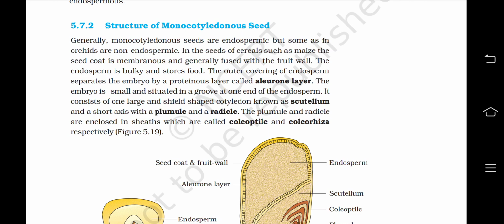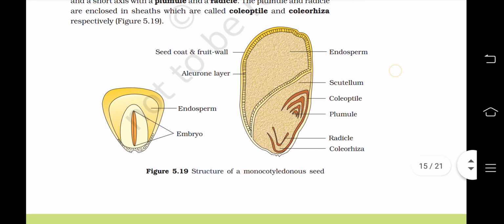It consists of one large and shield-shaped cotyledon known as scutellum, and a short axis with a plumule and a radicle. The plumule and radicle are enclosed in sheaths which are called coleoptile and coleorhiza respectively. Figure 5.19, the structure of a monocotyledonous seed. There is an endosperm and embryo labeled in the seed. And the other diagram, the cross-sectional diagram, shows the endosperm, seed coat and fruit wall, aleurone layer, scutellum, coleoptile, plumule, radicle and coleorhiza.